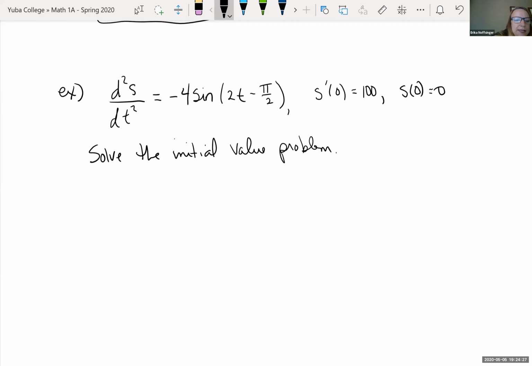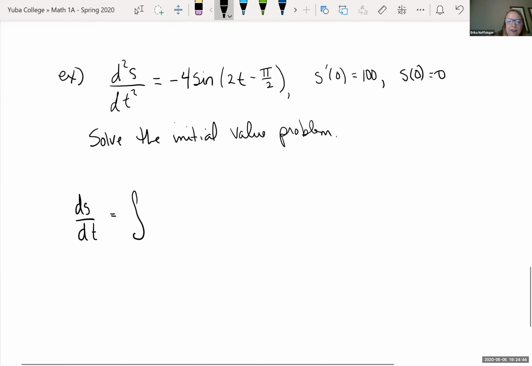And so I know that ds dt is equal to the integral of the second derivative. But the second derivative is just -4 sine of 2t minus pi halves dt.